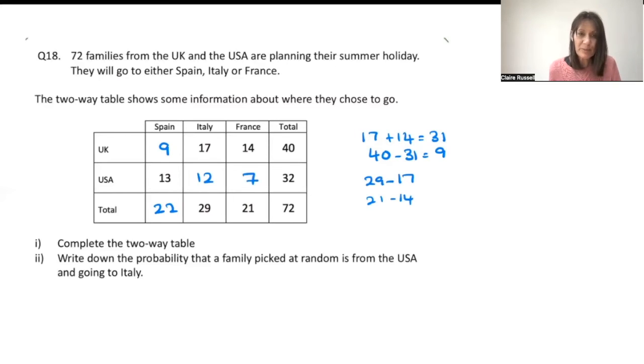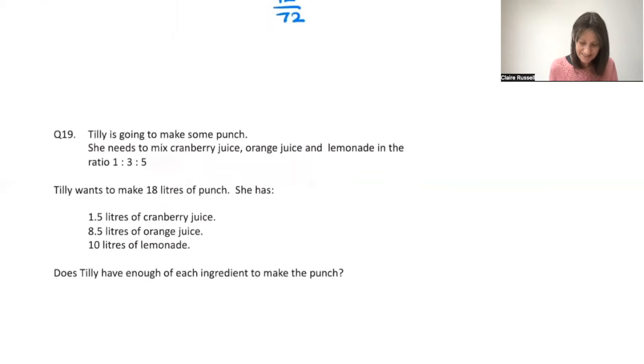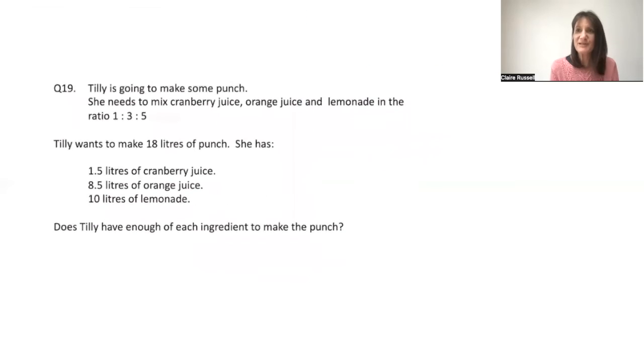It says, write down the probability that a family picked at random is from the USA going to Italy. So we've got USA going to Italy. The answer to that is 12 out of the families, which is 72. No need to cancel with probability. All right, so hopefully that went well. Let's go on to the next one. Hit pause, press play when you're ready.